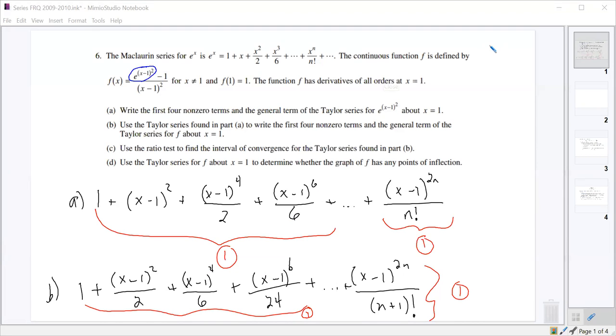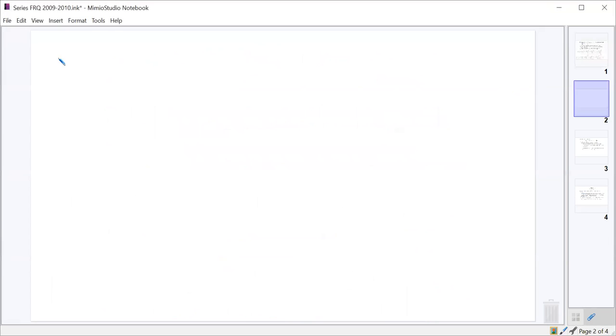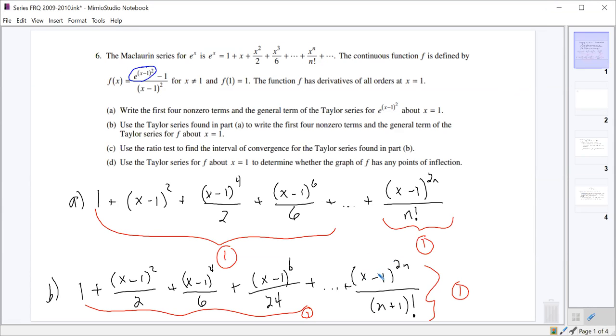Yeah. Okay. All right, so for part C, it's asking us to use the ratio test to find the interval of convergence for the series that we just found. And so the first thing that we need to do is think about this series. For all values of x, are the terms always positive? For this series, are the terms always positive for x minus 1 to the 2n over n plus 1 factorial?